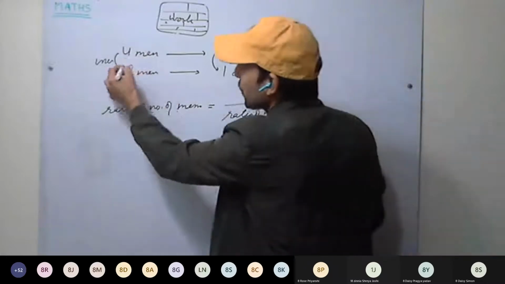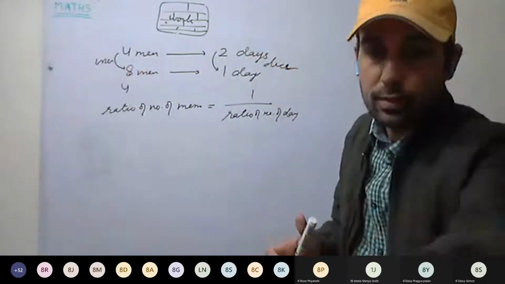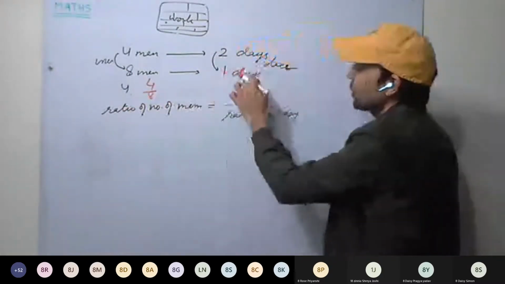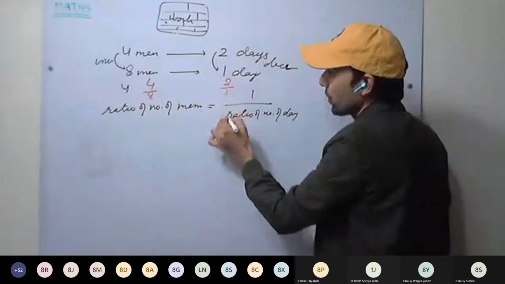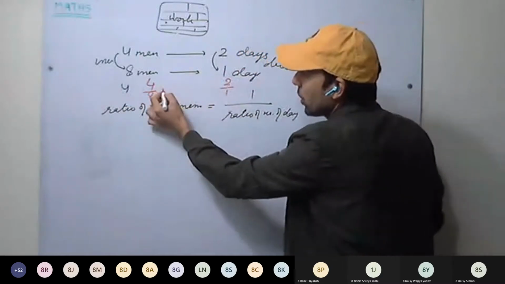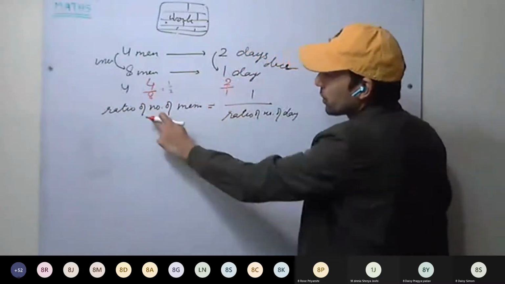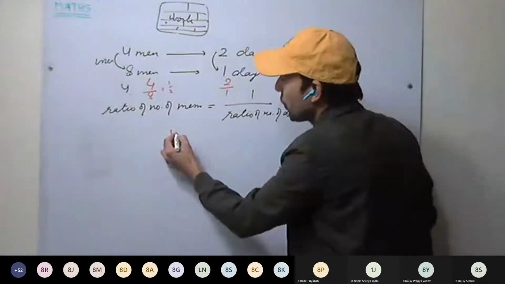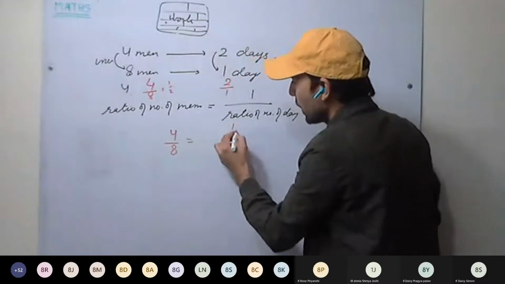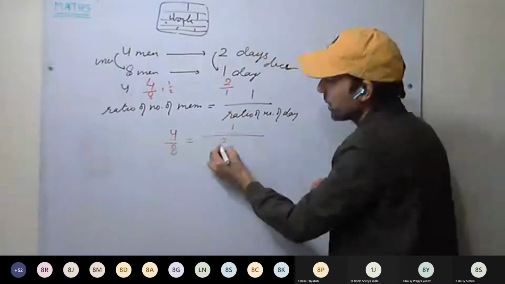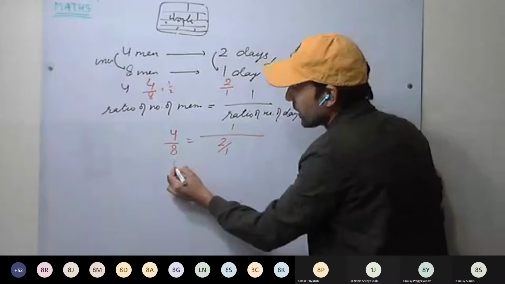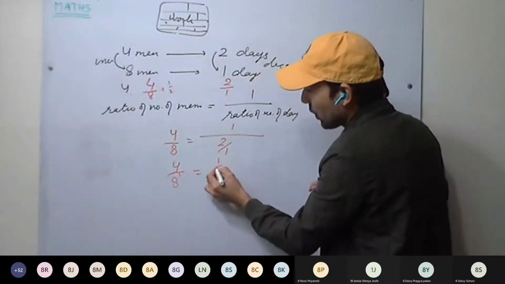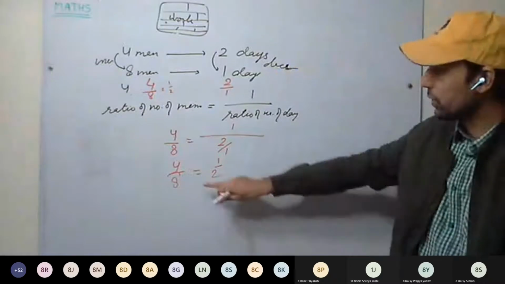You can see as well, the ratio of men is 4/8, and the ratio of number of days is 2/1. So the ratio of number of men equals 1 upon the ratio of number of days. So 4/8 equals 1 divided by the ratio of days, 2/1. That is, 4/8 equals 1/2. Understood this one?